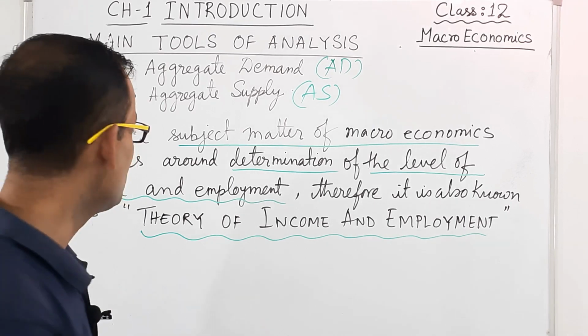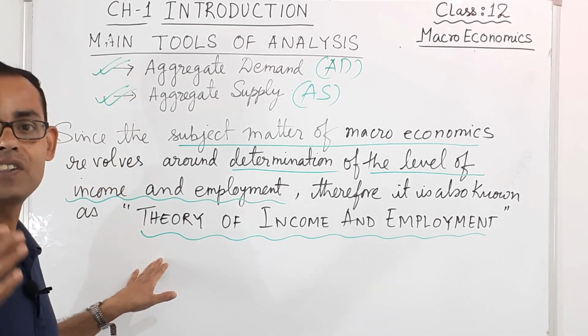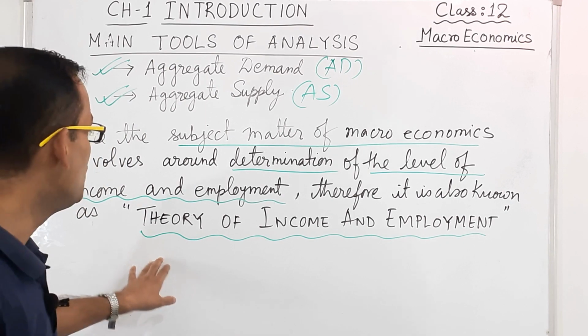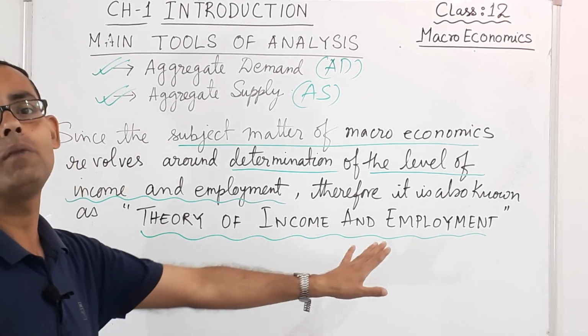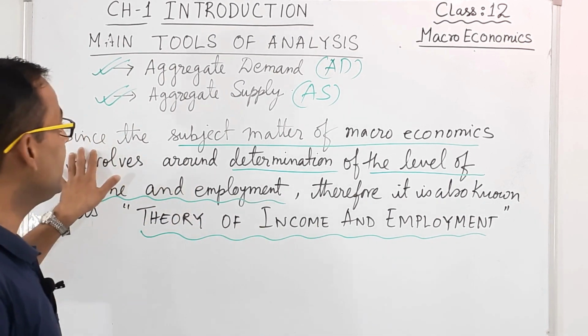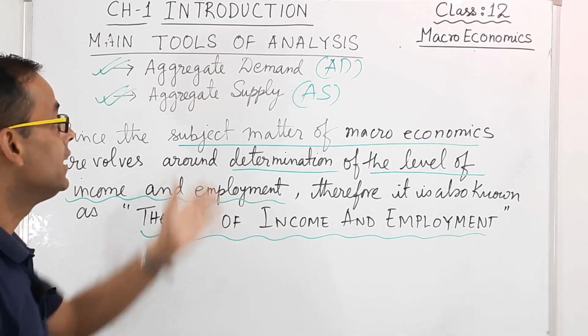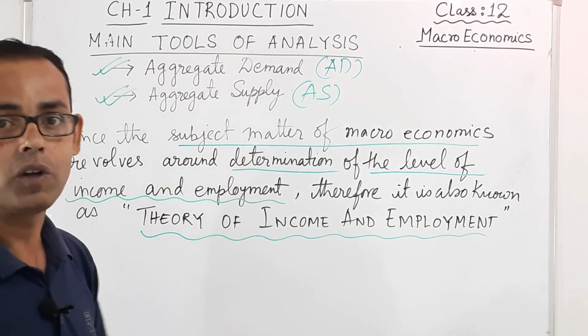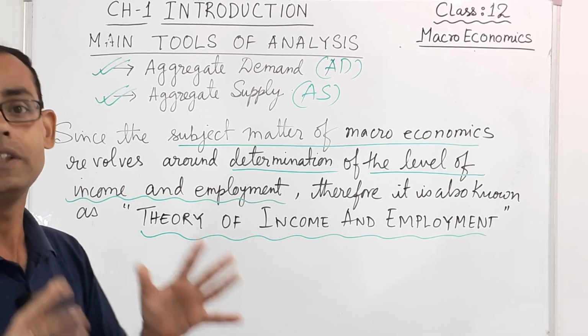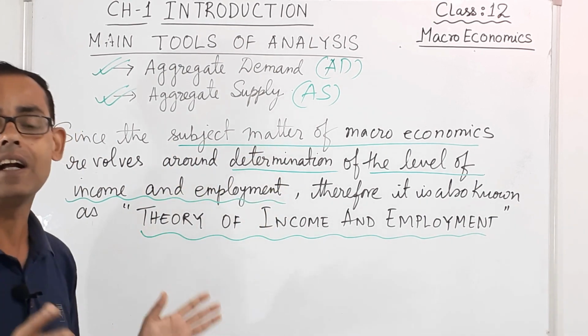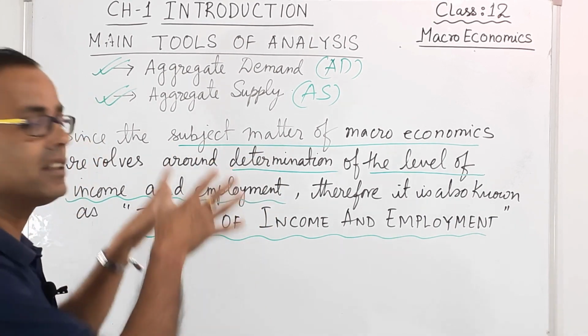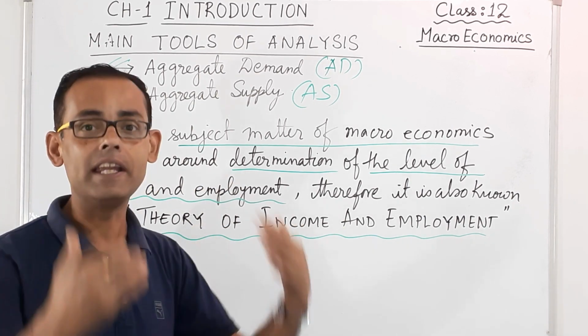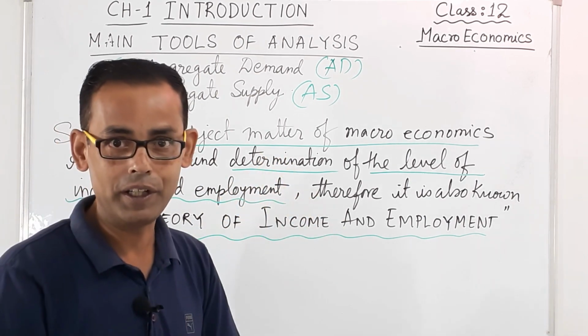So students, we ended our session 2, that is part 2, on the theory of income and employment. And there we came to the conclusion that the subject matter of macroeconomics revolves around what? The determination of the level of income and employment, and hence it is known as the theory of income and employment.